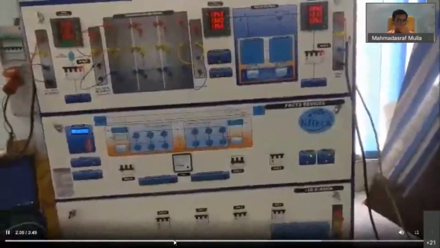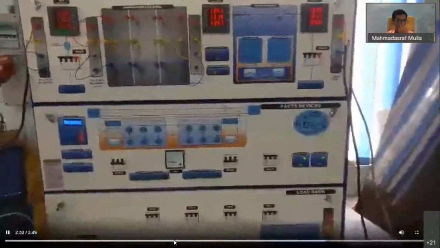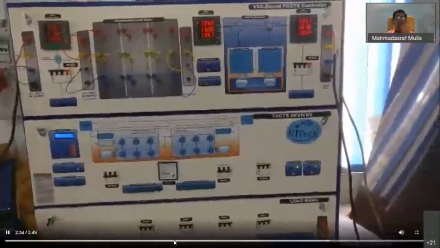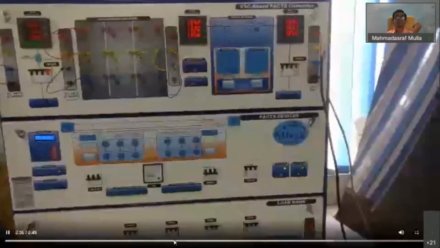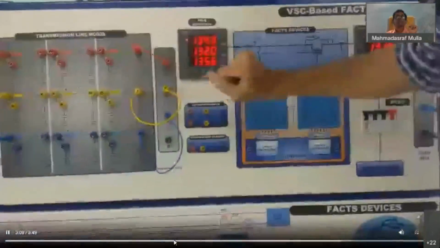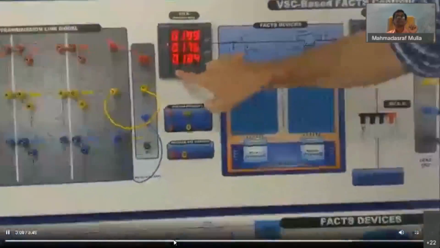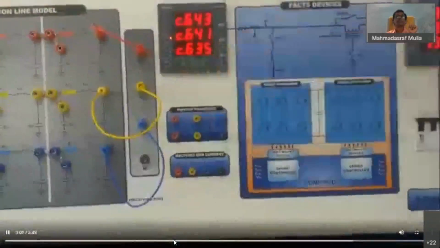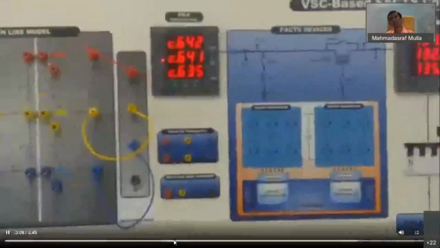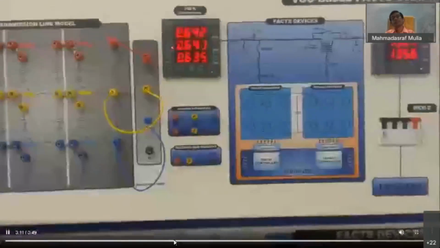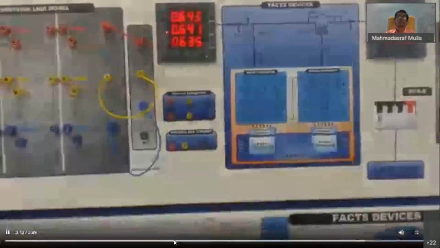Now if you want to observe the power factor of the line, we have a multi-parameter meter over here. So we will just change to power factor. So over here you can see we are getting 0.6 capacitive power factor.